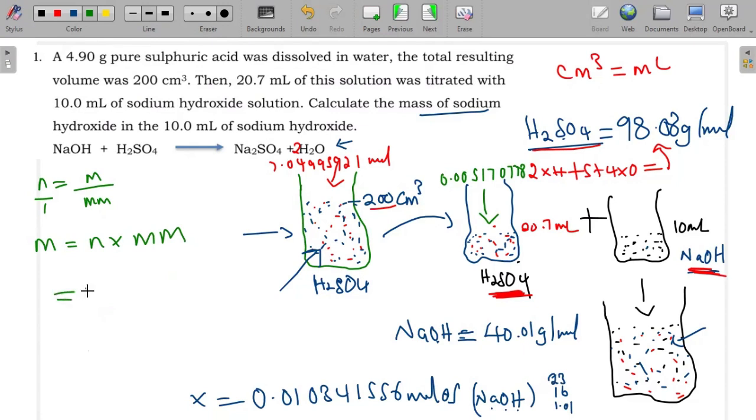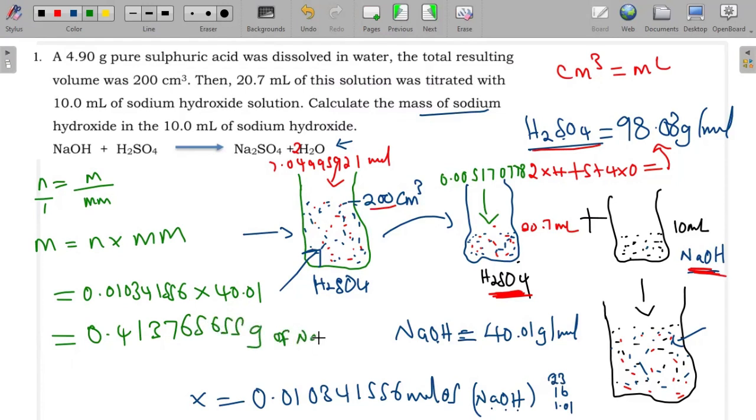So what is the moles? The moles are 0.010341556 multiplied by the molar mass, which is 40.01. So if I multiply these, what do I get? Okay, so multiply by 0.0341556. Okay, so when I do that, I'm getting approximately 0.413765655 grams of what? Sodium hydroxide.